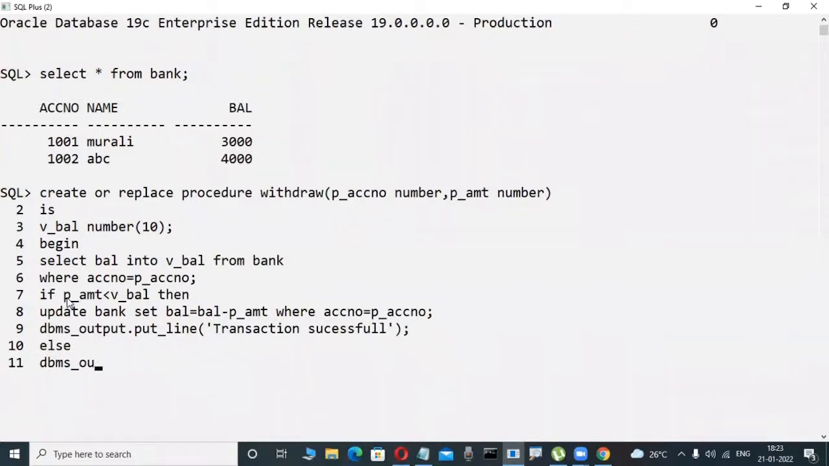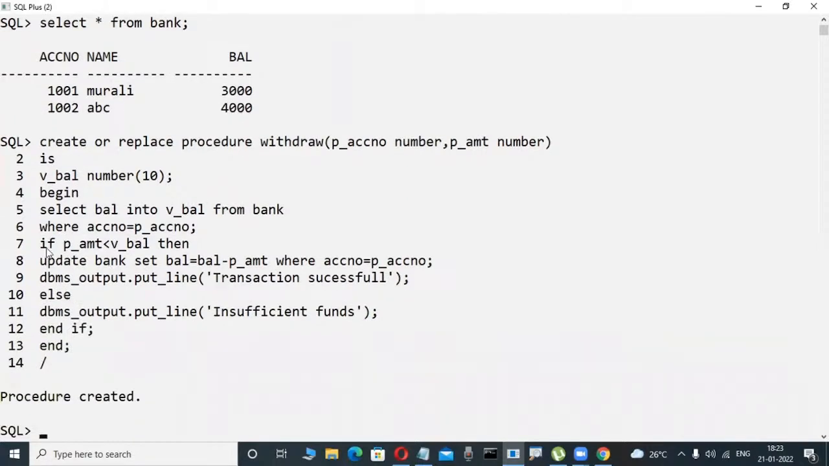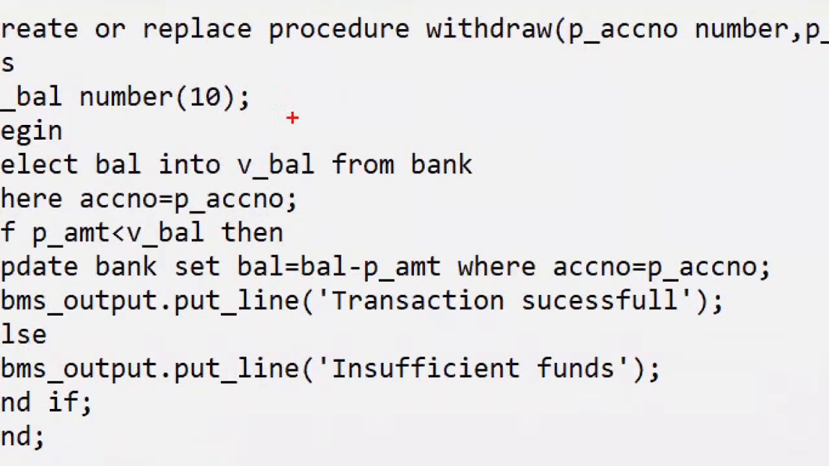And now check it out here. Else, insufficient funds. Okay, some codings are there. This is not a difficult coding, take it easy. And now check it out. Suppose I'm writing a procedure, for example. This is called a procedure, observe it here. Some coding I'm writing. This is not difficult coding, very easy coding.